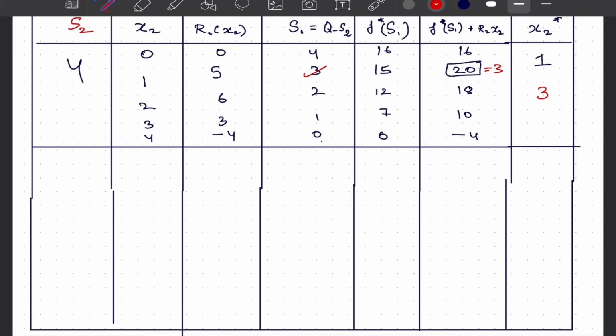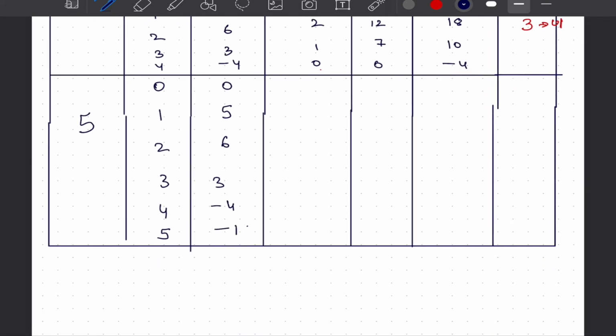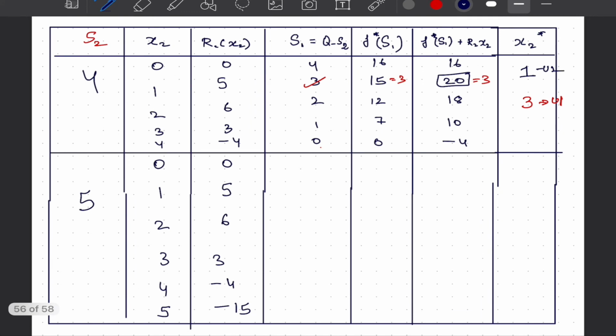So at x2, we are going to allocate 1 unit of water, and to user 1 we are going to allocate 3 units of water, because the combination of these allocations gives us this return when we allocate 3, and f star s1 corresponds to the allocation of 3. So this is going to be our allocation to user 2, and this is going to be our allocation to user 1 if 4 units of water are available.